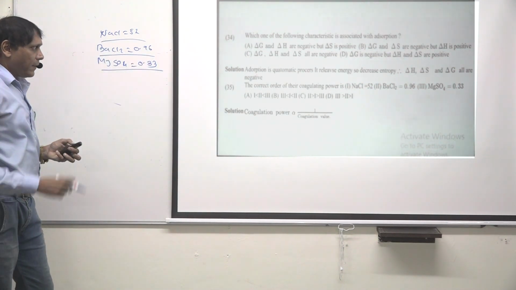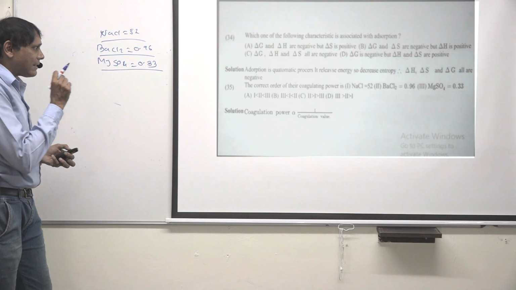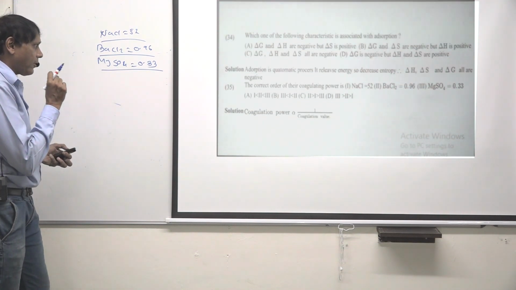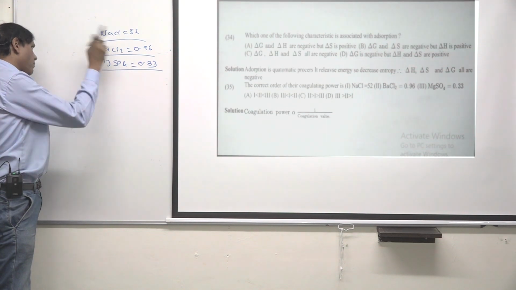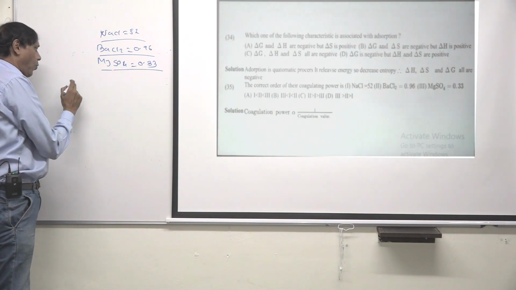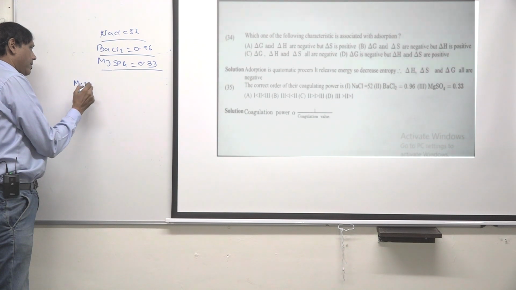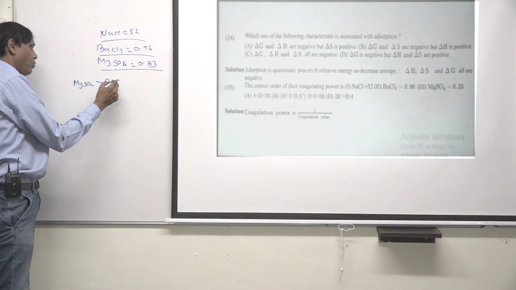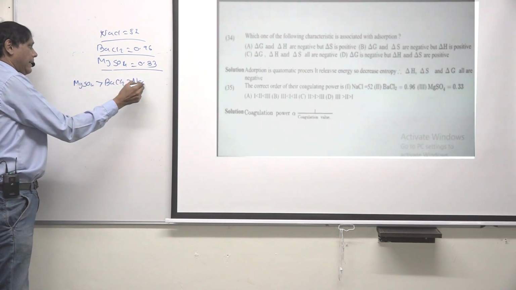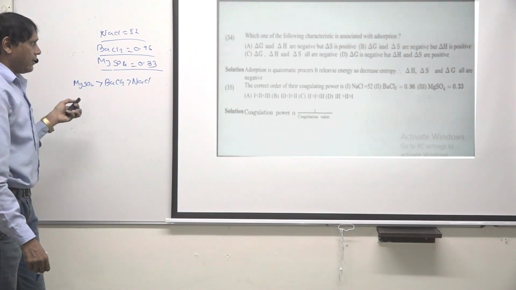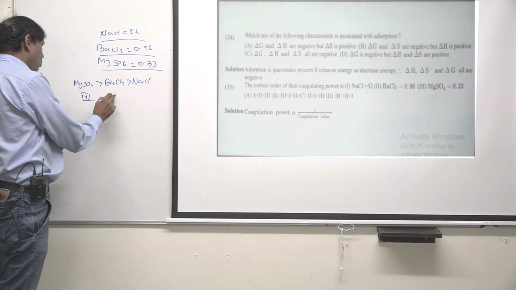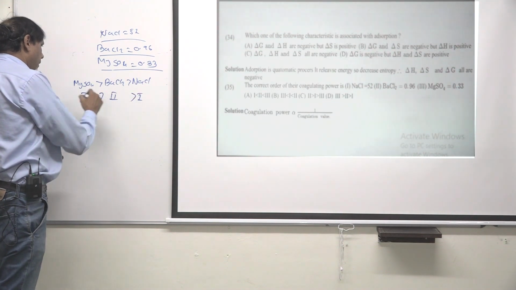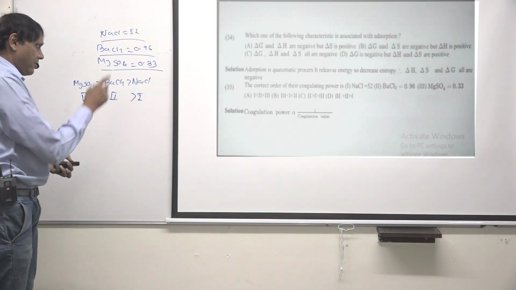Just remember the coagulation power is inversely proportional to the coagulation value. So when the coagulation value is low, the coagulation power is high. So MgSO4 is highest, then BaCl2, and then NaCl. So in our case that is 3, then 2, then 1. So 3, 2, 1, that is answer D, the correct answer.